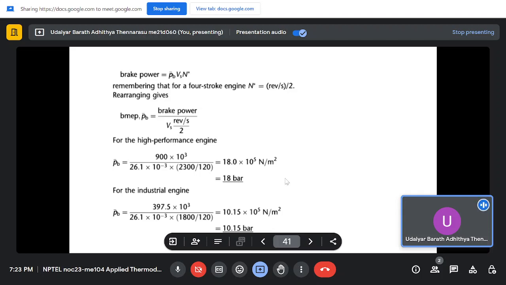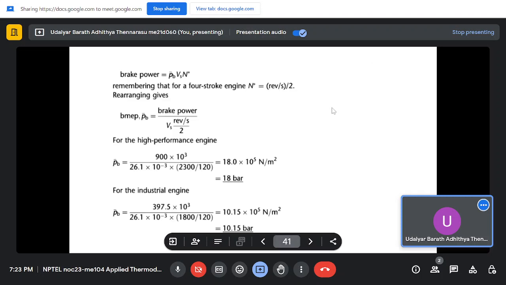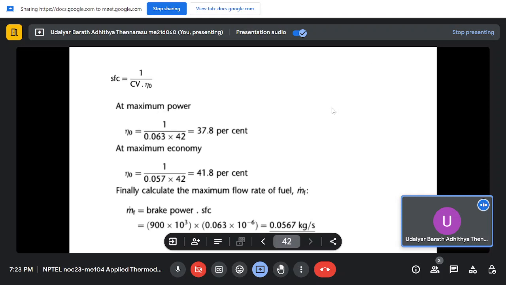The only thing to remember is to divide by 2 in case of a 4-stroke engine, but for a 2-stroke engine we don't need to worry about that, so n will be same. And here the overall efficiency, it's easier, we need to just substitute the calorific value and the brake specific fuel consumption, you can get the efficiency.